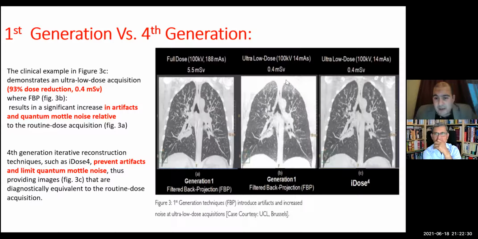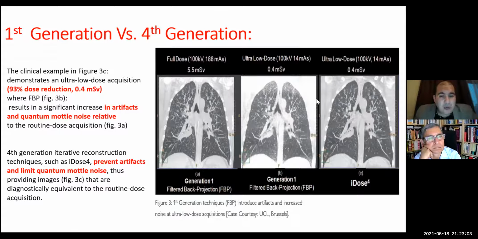Okay, these white dots that you see here mean that the number of photons transmitted and received by the detector is not enough to give you a good image or good information about the tissue. That is what these white dots represent. These white dots are removed using an iterative reconstruction algorithm with the same dose parameters, so now you will get 93% dose reduction.